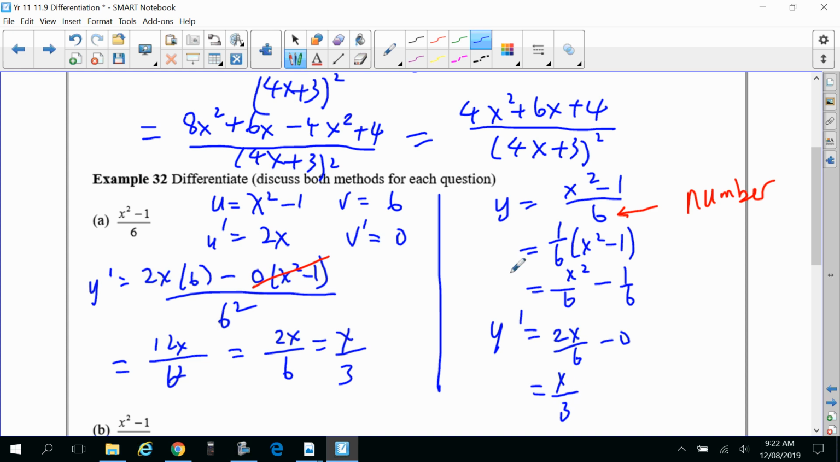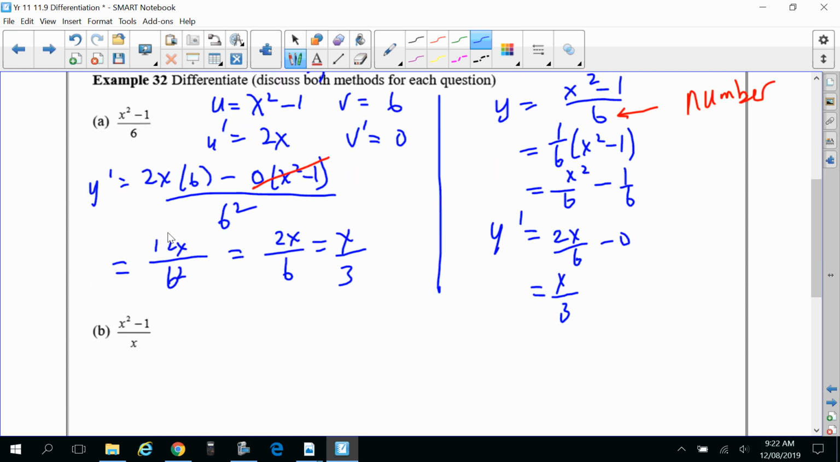y' = 2x over 6, 0. Seriously, you do have to think, but you have to really look at what's going on. It's not that you have no common sense. You've got to think. You're going to really take it seriously. It has to be part of your life. Yeah? Good. So remember, whenever there's one term, do that, especially when there's a number.